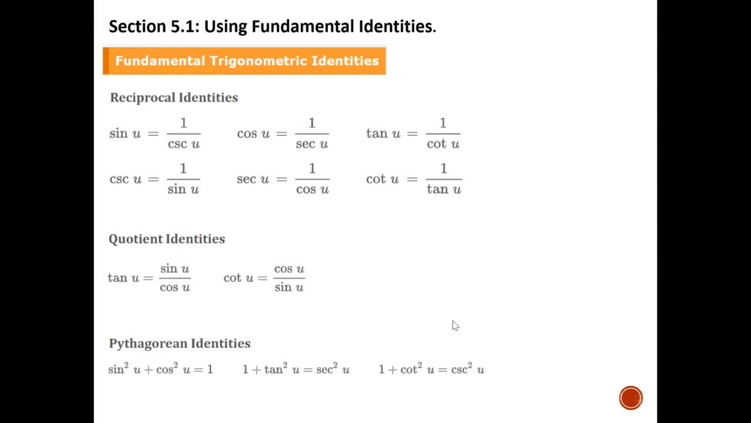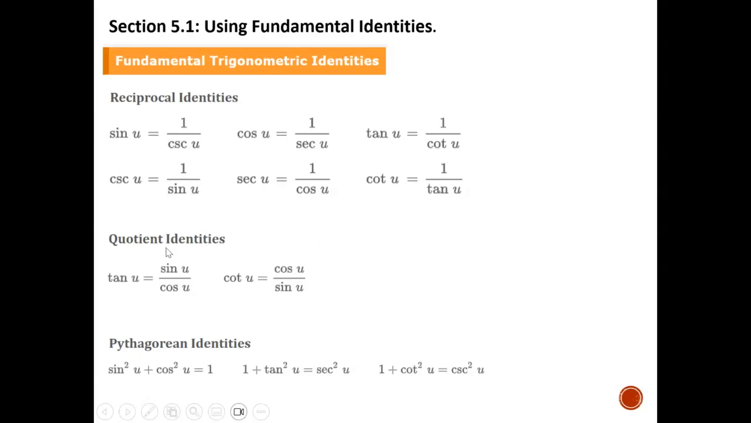That way you'll be looking at them while you try to verify the identities, and also when you factor. The first ones are called the reciprocal identities, which is sine of u equals 1 over cosecant u, and cosecant u is 1 over sine u, because the sine and the cosecant are inverse of each other, and so are the cosine and the secant, and the tangent and the cotangent. The cosine of u is equal to 1 over secant u, and secant u is equal to 1 over cosine u. The tangent is equal to 1 over cotangent, and the cotangent is equal to 1 over tangent.